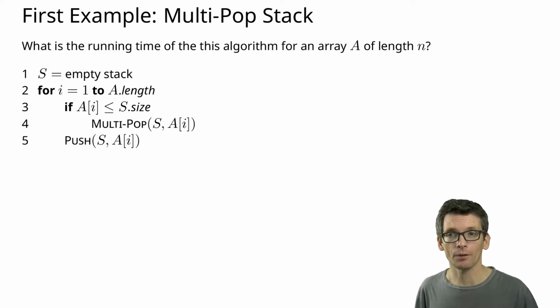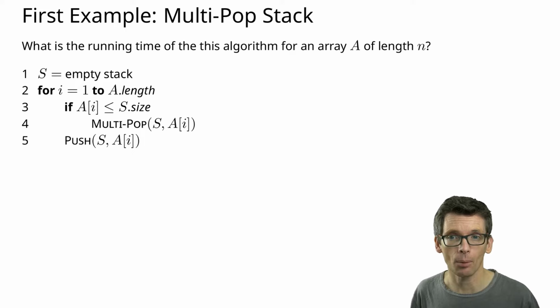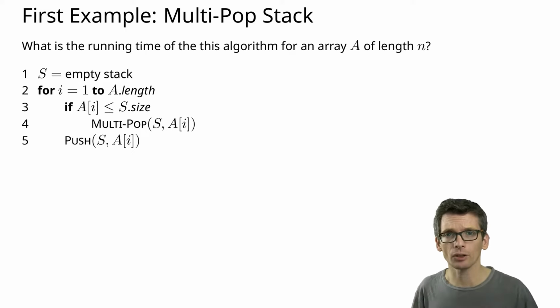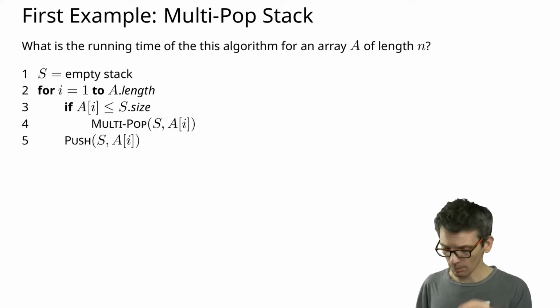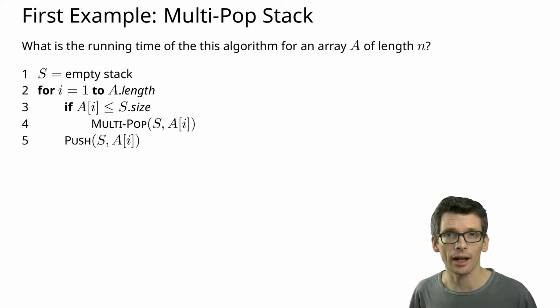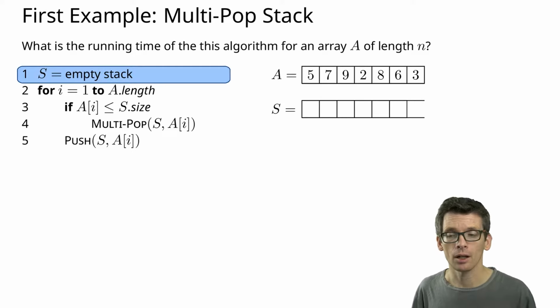So let's start with the first example, and that is a multi-pop stack. This is a bit of a toy example, but in actual code you will have code that looks somewhat like this. Let me run through the code before I say more about the operations that we're using there. The input here is an array A of length n, and we're using a stack, and it will be a multi-pop stack in the following way.